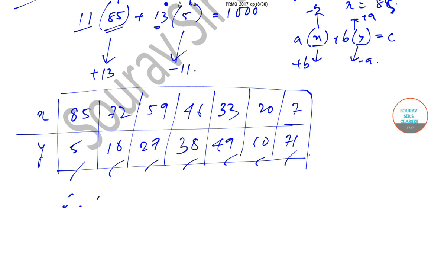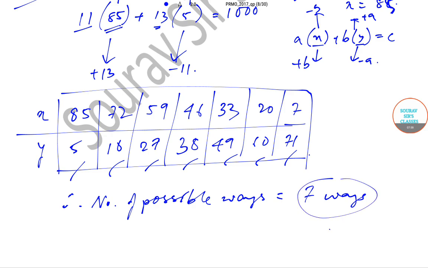So therefore, the number of possible ways will be equal to 7 ways. And this is the answer that we are looking for. So this is how we solve this question.